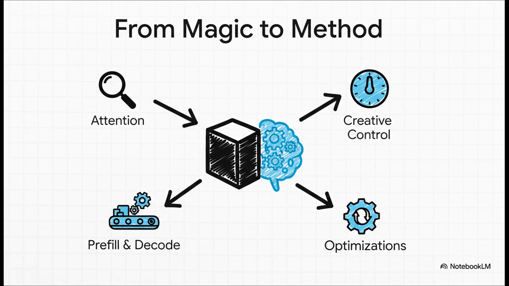Remember, attention is the heart of context. The text gets built in a 2-phase assembly line. We have a whole bunch of knobs and dials to control its creativity. And finally, clever optimizations like the KV cache are what make this whole thing run efficiently in the real world.